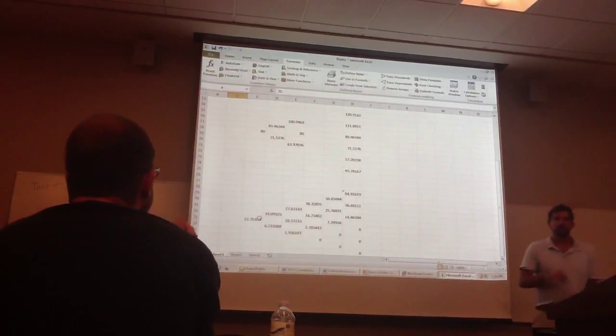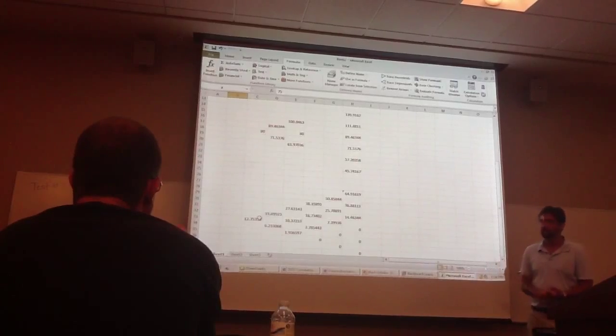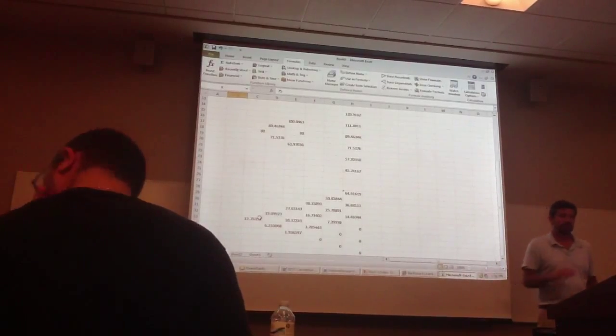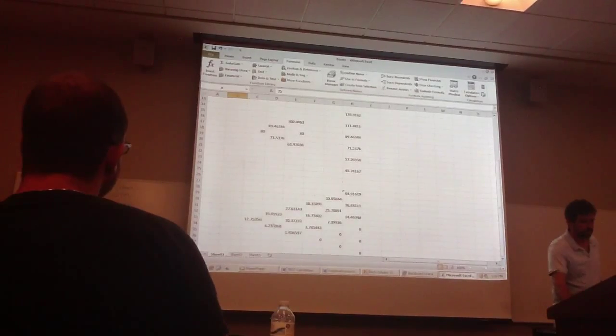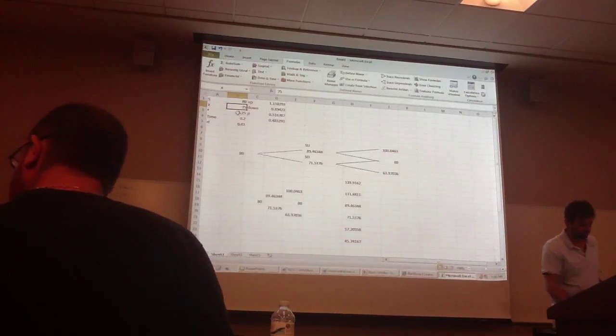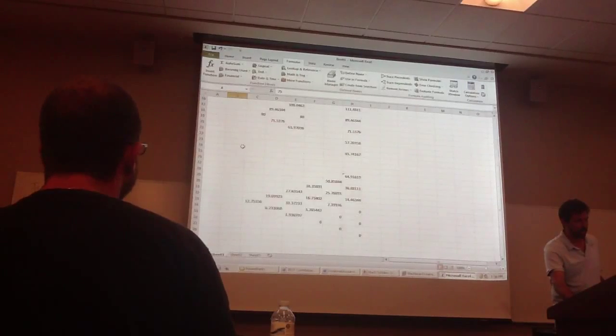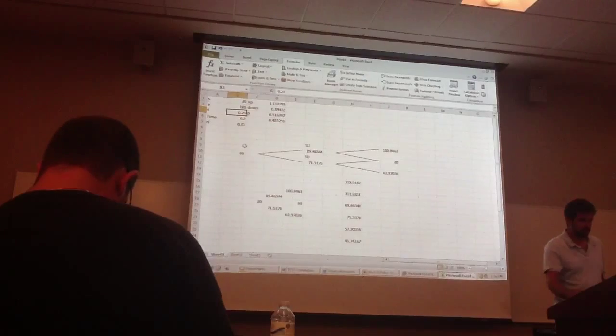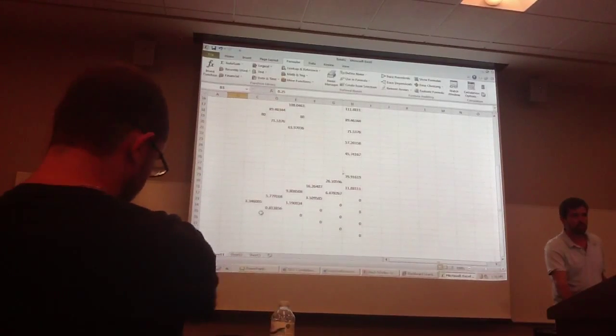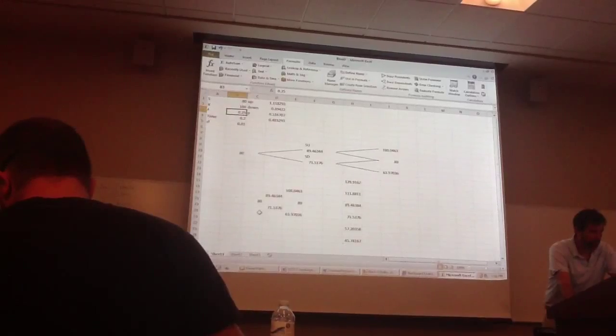So calls are increasing in volatility, they're increasing in the stock price, they're decreasing in the strike price, right? Right now we're at 12.75, if we make this strike 100, we decrease. So decreasing in the strike price.